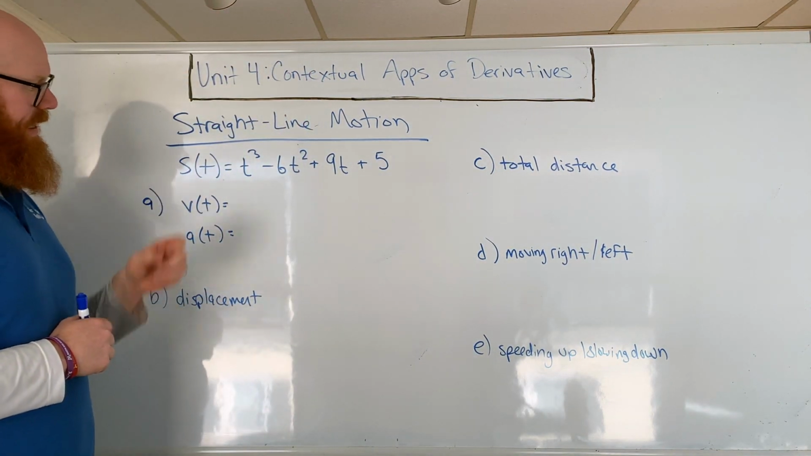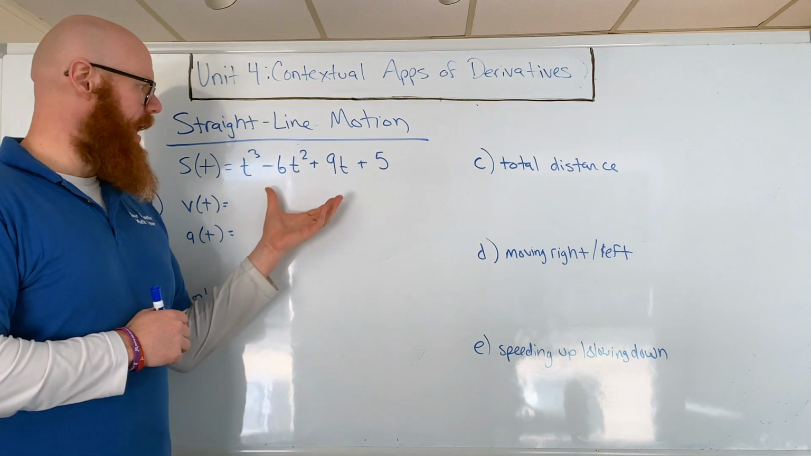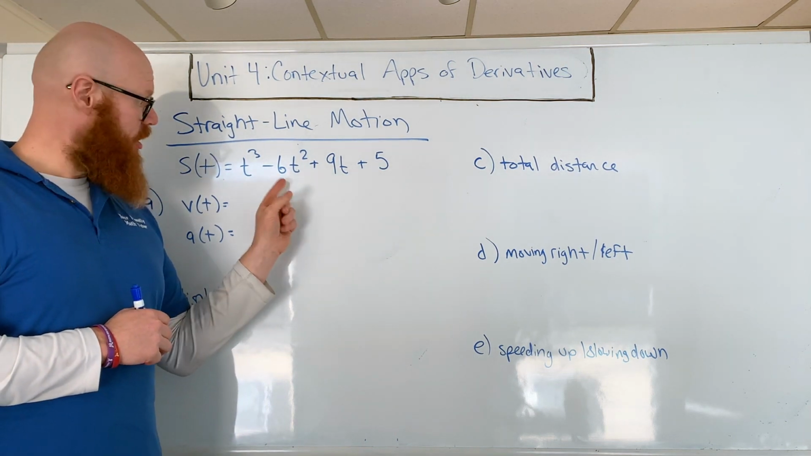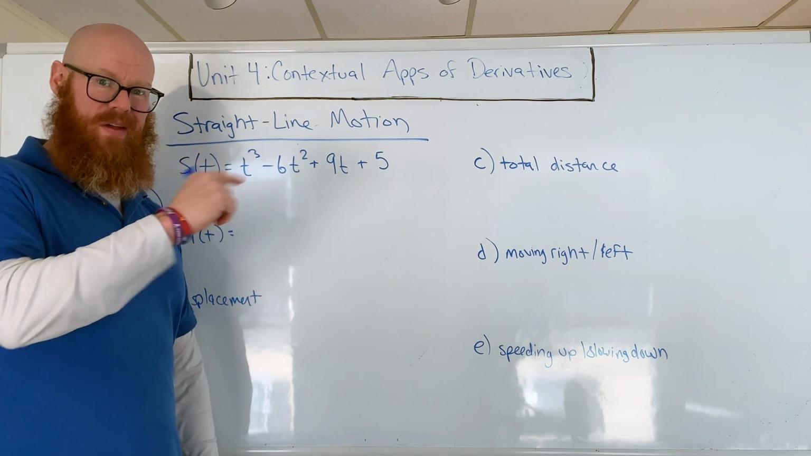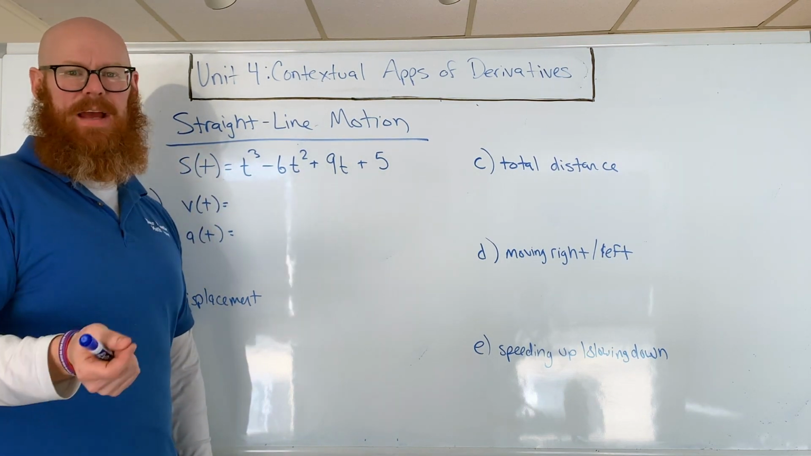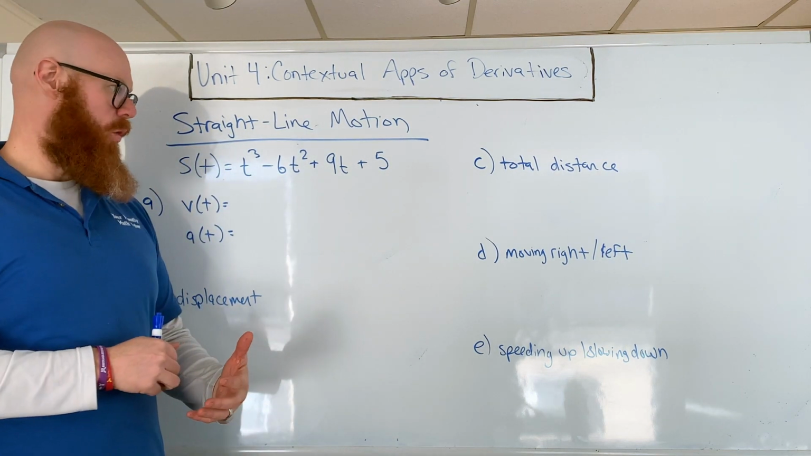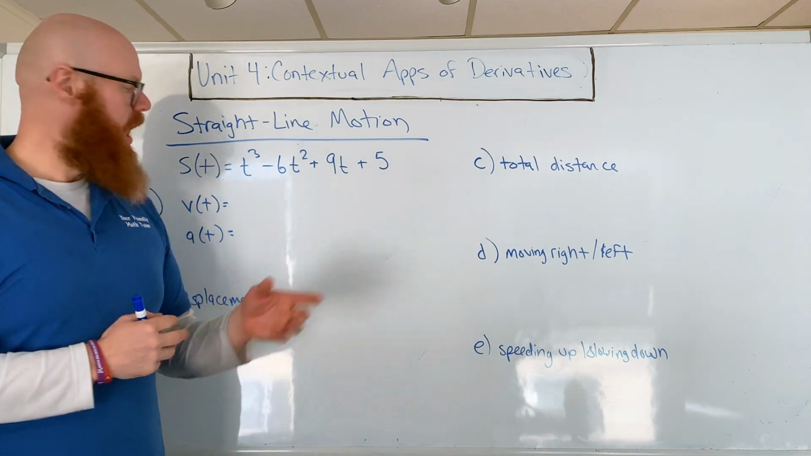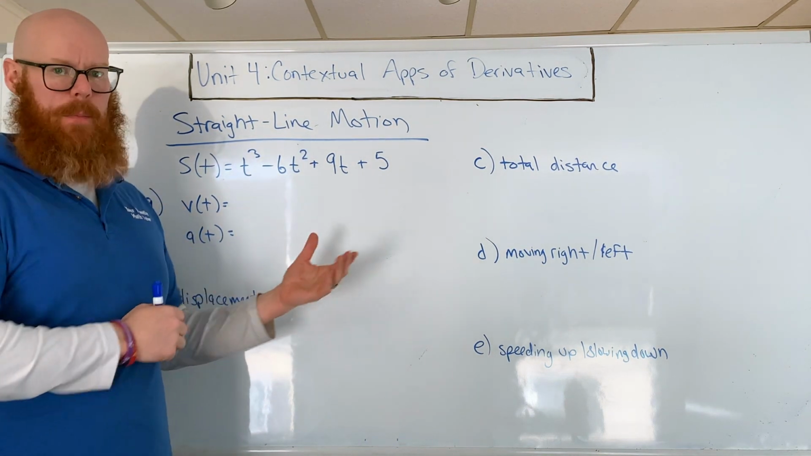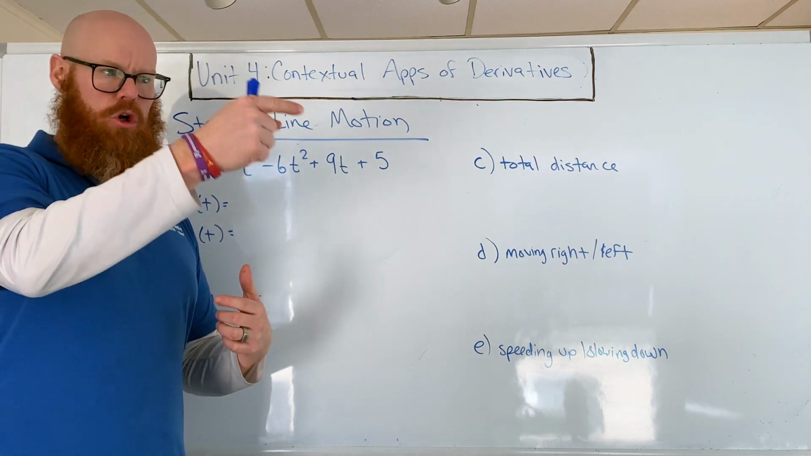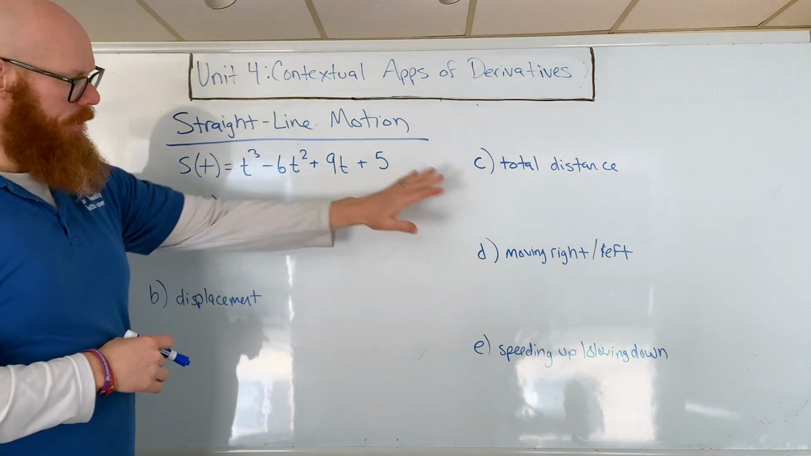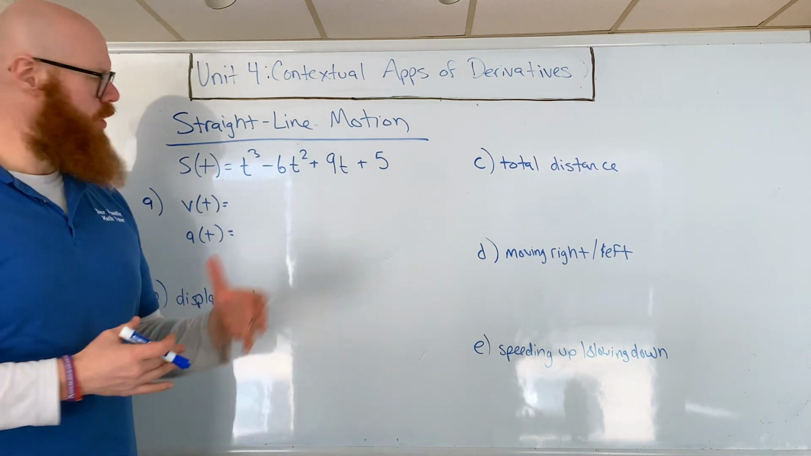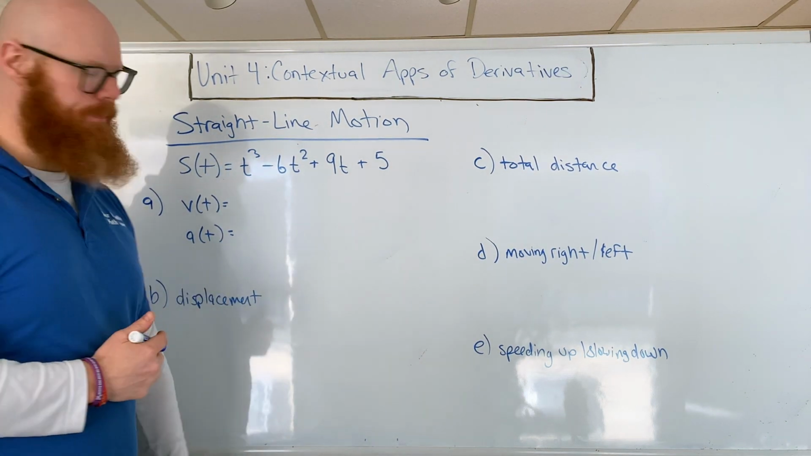And S of t is what they're going to give us. This is going to be a position function. What this function does is it tells us the position of the particle on the x-axis at any time t. So if I want to know where the particle is after 5 seconds, plug in 5 here, I get a number that tells me where it is. And this particle is just going to keep moving back and forth. What we're going to do is go through kind of all the different questions that they could ask you about a straight line motion problem.